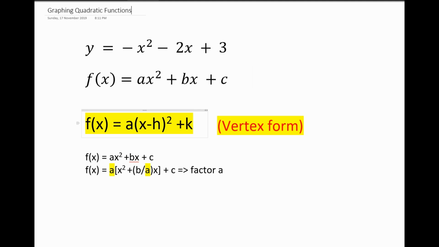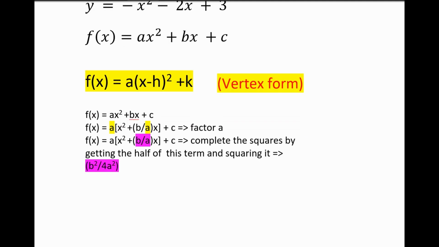So we need to derive the formula for h using the coefficients a, b, and c. First we have to factor a from this one. So we'll have a being factored here, and it will result to x squared plus b over a times x plus c. The next part is we have to complete the squares. For this term, we have to get the half of this term, which is b over 2a, and then square it, resulting to b squared all over 4a squared.